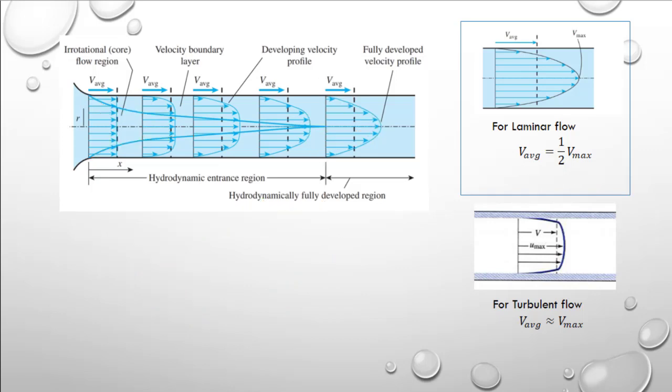And lastly, for turbulent flow, we have a much flatter profile, and it's only in what is referred to as the viscous sublayer where you have the quick drop off of velocity. So in this situation, it's usually appropriate to assume that the average velocity and the maximum velocity are essentially the same.